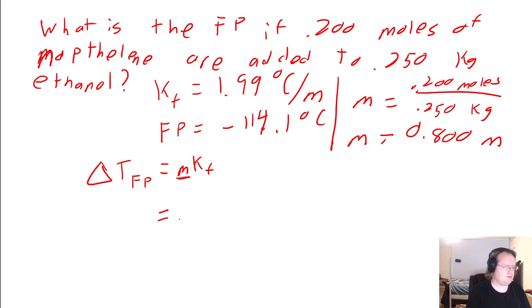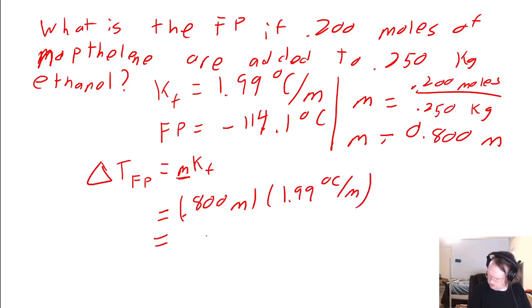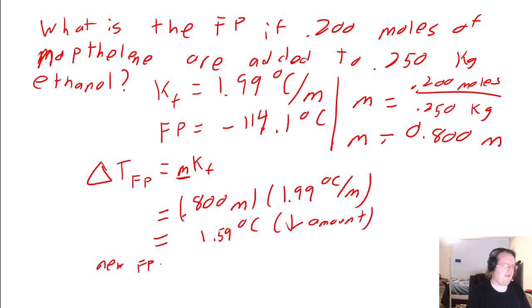So now we plug that in to see how much it's going to be depressed. 0.800 molal times 1.99 degrees Celsius per molal. We multiply those out. We're going to get 1.59 degrees Celsius. This is the amount it goes down. So that means our new freezing point is going to be equal to our negative 114.1 minus 1.59 degrees Celsius. So our new freezing point is going to be negative 115.7 degrees Celsius once we round.